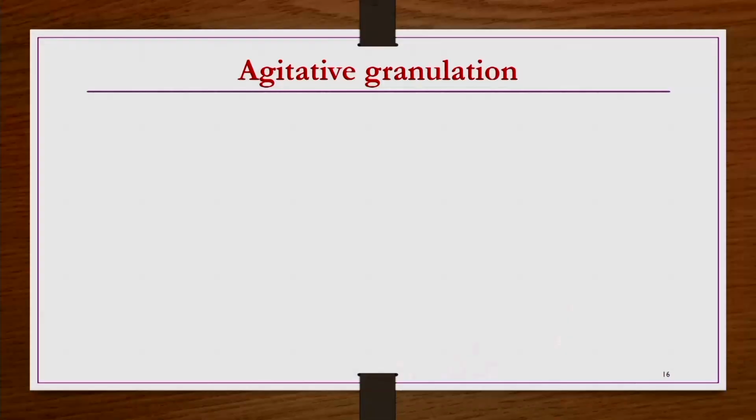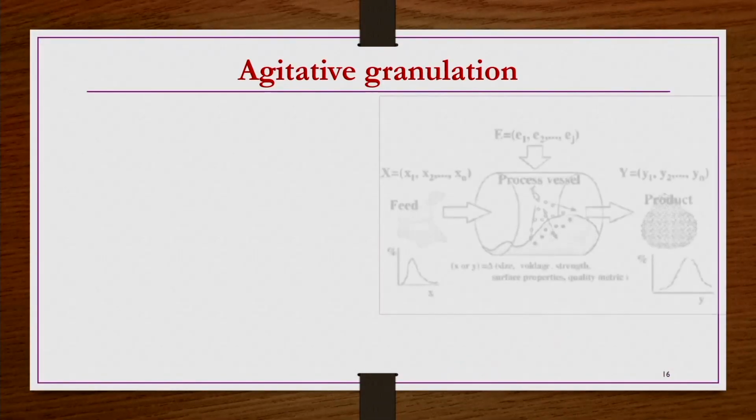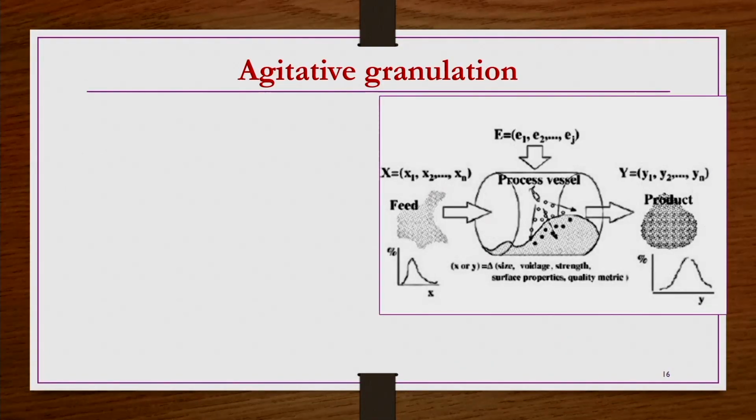Now, we see some details about agitative granulation or agglomeration, and then compressive agglomeration. In agitative granulation, in general we have a vessel, a kind of drum; it may have a disc and a mixer and those things. Let us say you have a feed, which is a kind of very small size particles, but a uniform mixture, very fine particles.